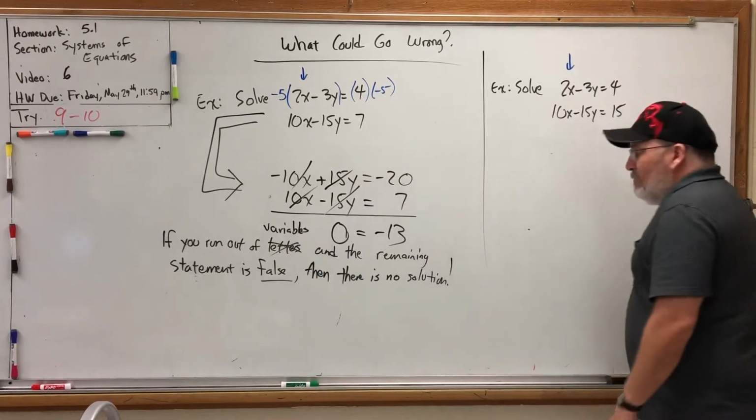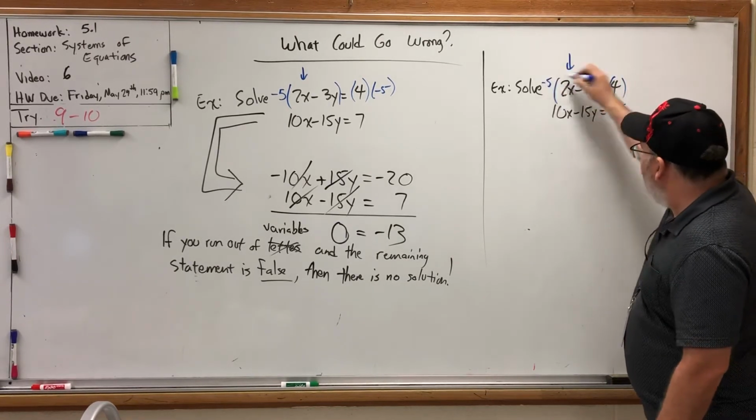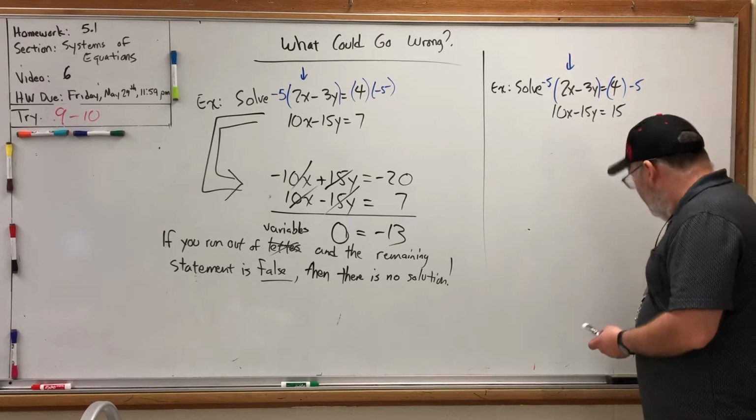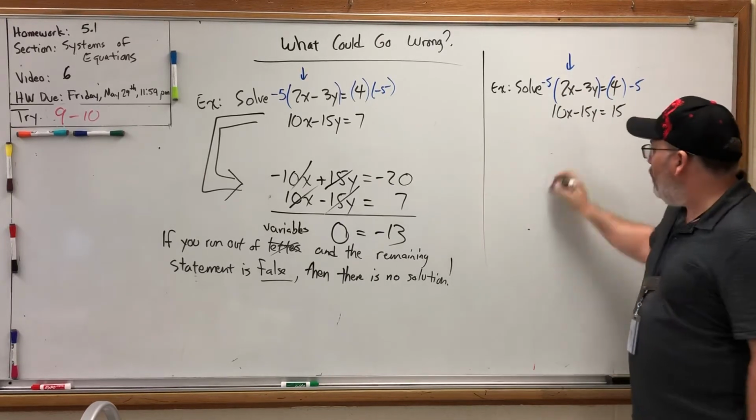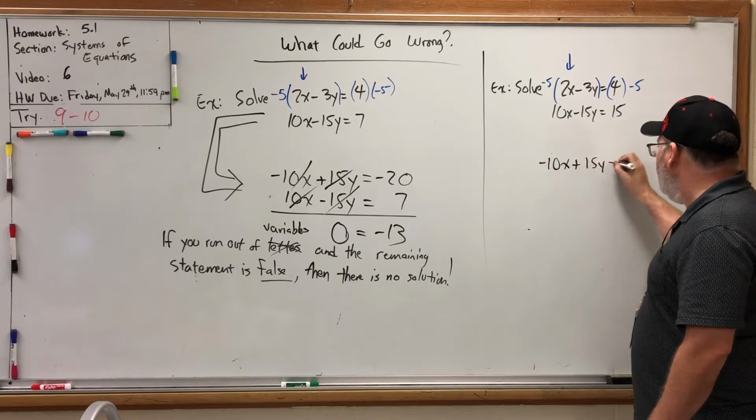But if we made the same move over here and said, let's get rid of the x's, and I can do it efficiently by multiplying both sides by -5, then the top equation would transform just like it did before. Negative 10x plus 15y equals negative 20.